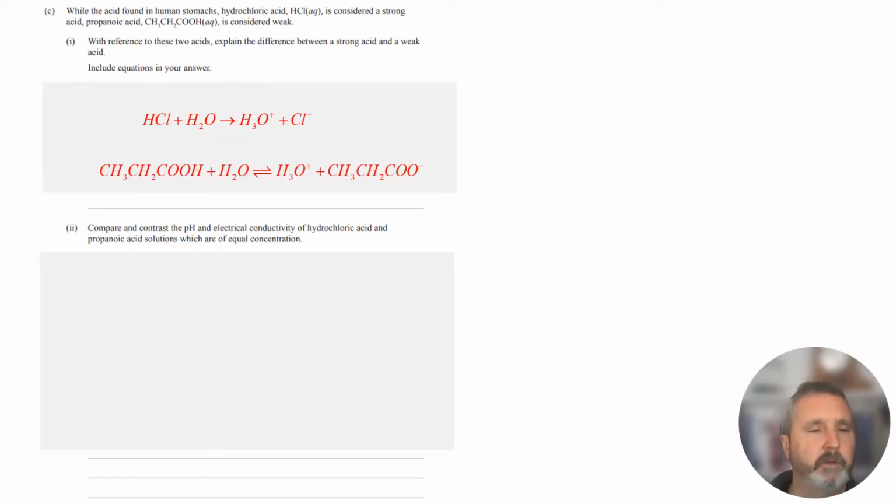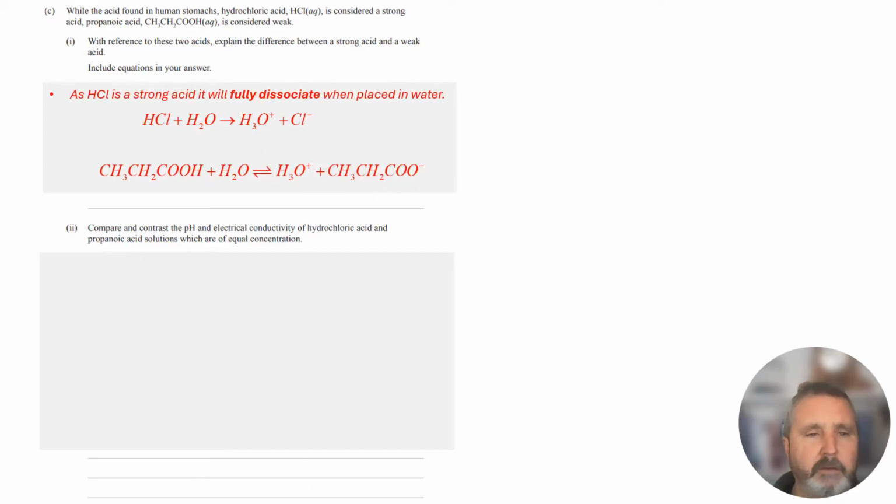So the next page looks like I've already put the actual equations in here, but let's read up the top here. While the acid found in the stomach is hydrochloric acid and is considered strong, propanoic acid is considered weak. So this is propanoic acid here. With reference to these two acids, explain the difference between a strong acid and a weak acid. Include equations in your answer. Well, of course, here's my equation for the hydrochloric acid. It's strong, so it has a direct arrow going from left to right.